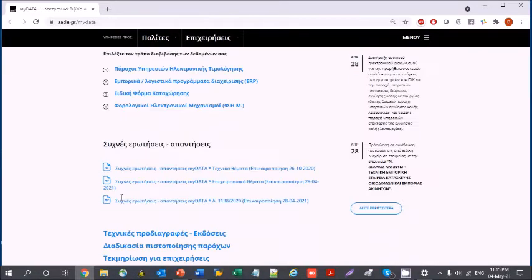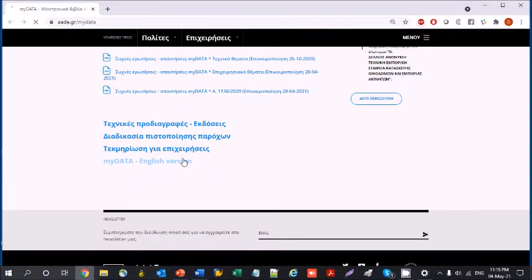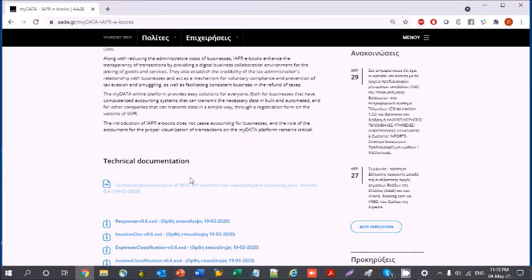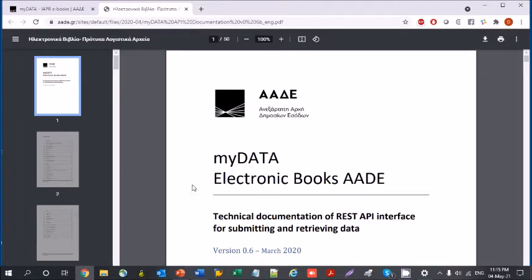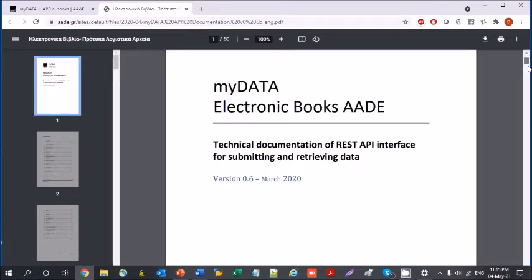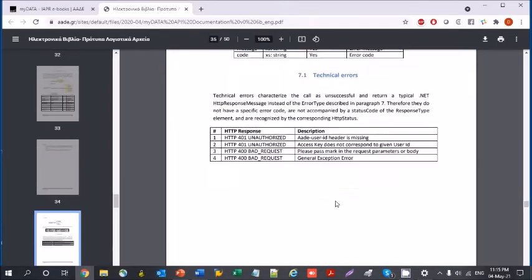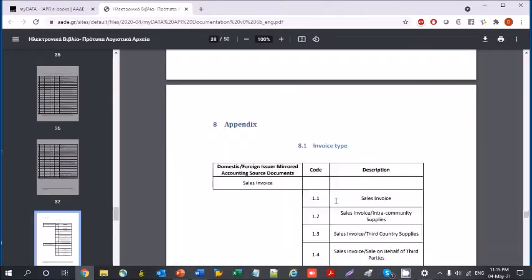www.aade.gr/mydata. The document is called Technical Documentation of REST API interface for submitting and retrieving data, and at the appendix it presents all MyData tables that comprise codes and descriptions in English.